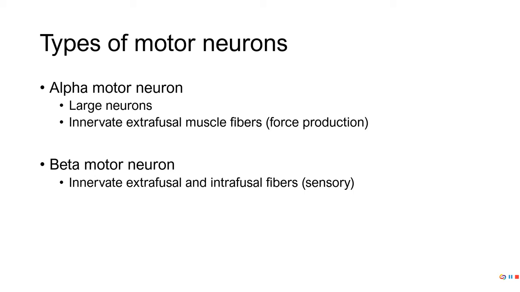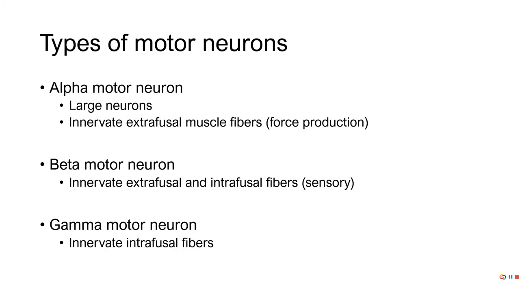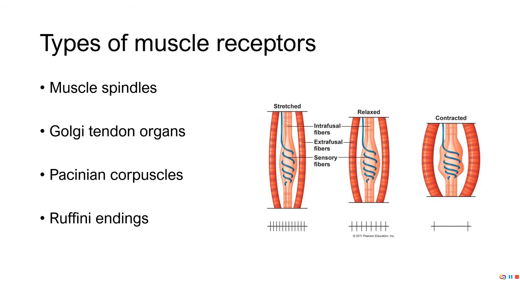And we're going to talk about some of these intrafusal fibers here in a minute. And those are sensory receptors. Okay, and then you've got gamma motor neurons that only innervate intrafusal fibers. So you've got alpha, which is just the force. You've got beta, which activate the force and the sensory, and then gamma, which just innervate the sensory. Now, with these sensory receptors, there are 4 different types. We've got muscle spindles, Golgi tendon organs, Pacinian corpuscles, and then Ruffini endings.